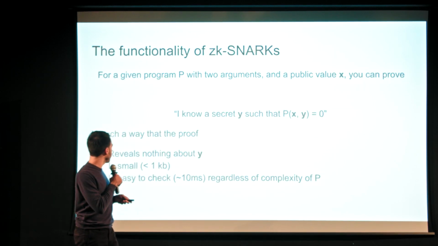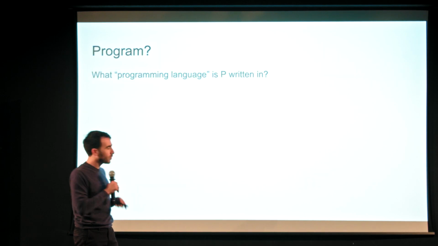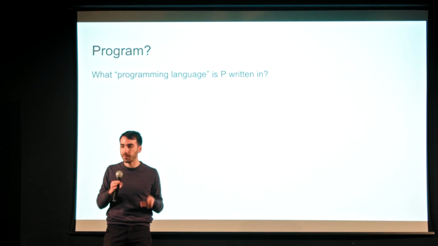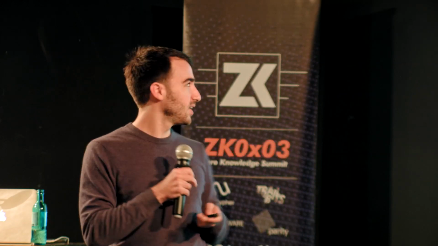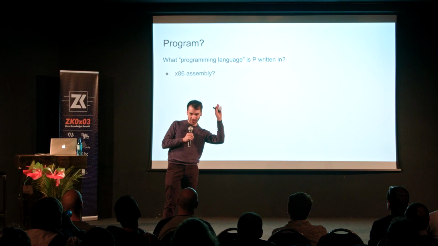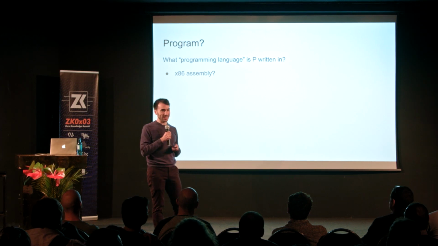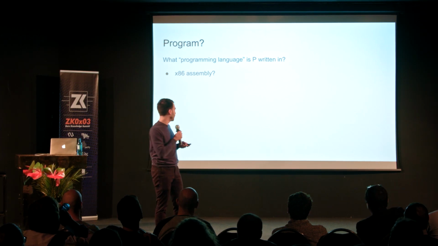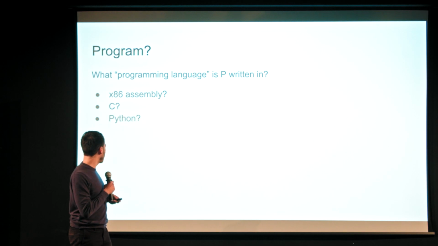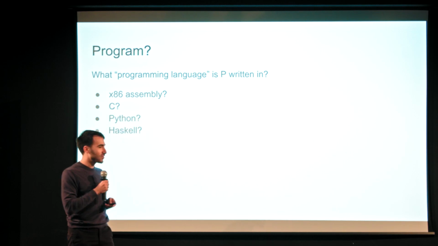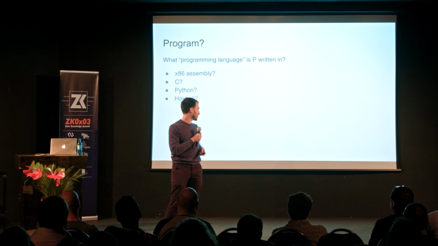So then what we said here, program P. Well, it's a program. What programming language is it written in? A program means a program in some programming language. Maybe it's x86 assembly. Who thinks it's x86 assembly? Anyone? Ah, yes. Well, perhaps on some level. C, maybe. Python? No, I don't think so. Haskell? No, it's not Haskell either.